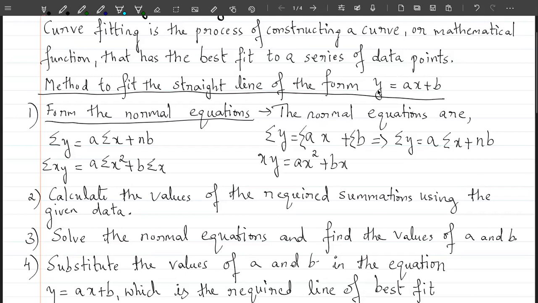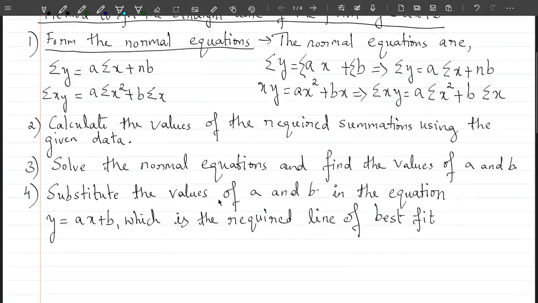Now after getting this, what we have to do is apply summation on both sides of the equation. So we get summation xy equal to summation of ax square. A is a constant, so you can take that a out, so it becomes a summation x square plus summation of bx. B is again a constant, so taking that b out, I get b summation x. So this is the second normal equation over here. So I have summation xy equal to a summation x square plus b summation x.